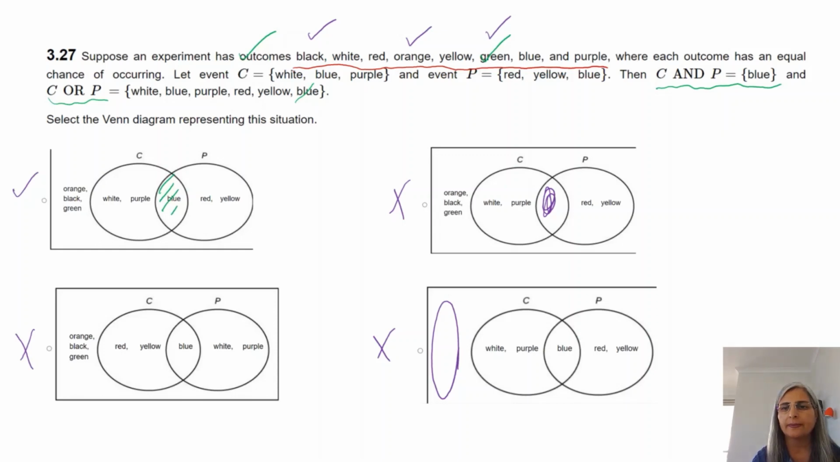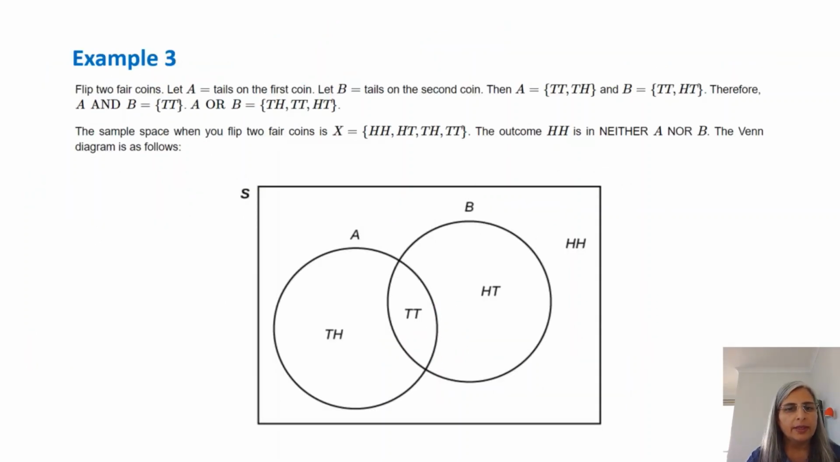Okay, in the third example, we are flipping two fair coins. And the flipping of two fair coins means that the coins are exactly alike and have no damage. Let A be that the outcome is a tail on the first coin for each of the two coins, and B be the outcome that there's a tail on the second coin, not on the first coin. Then the outcome A has the possibilities TT and TH. Am I right? Yes.